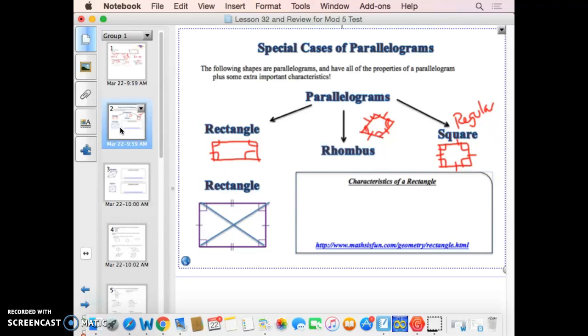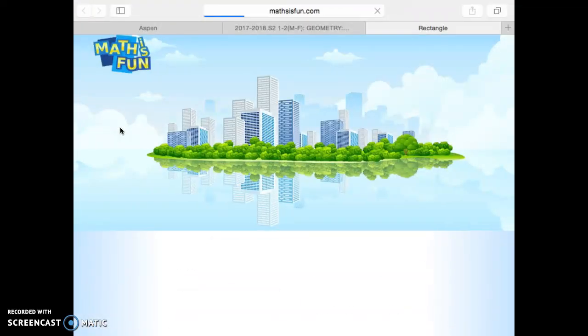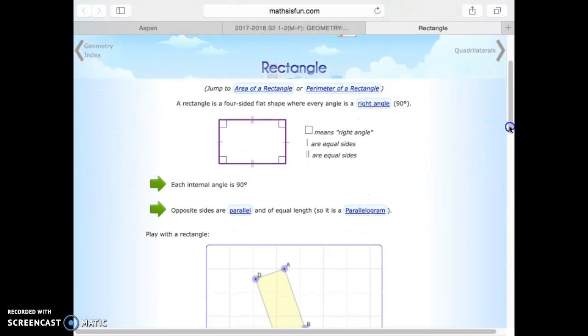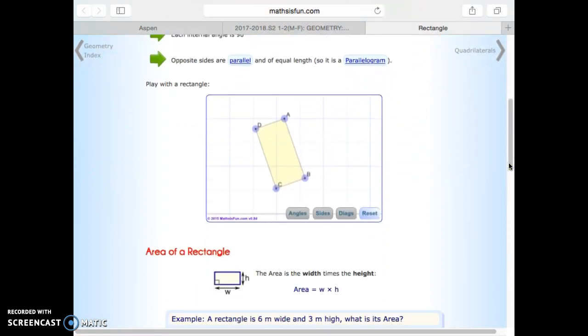And so what you can do is you can go to this Math is Fun website, and you can click on it, and it'll tell you some amazing things about rectangles. And it also gives you extra practice, because, again, the hard thing is going to be to practice. And then you want to kind of read over this, right? And you can play with a rectangle, you can make different shapes, and you can see what happens with the angles and the sides.